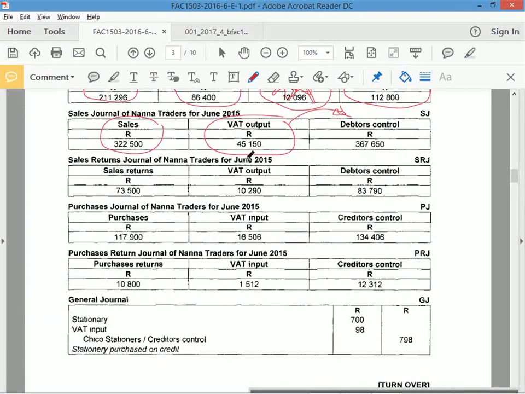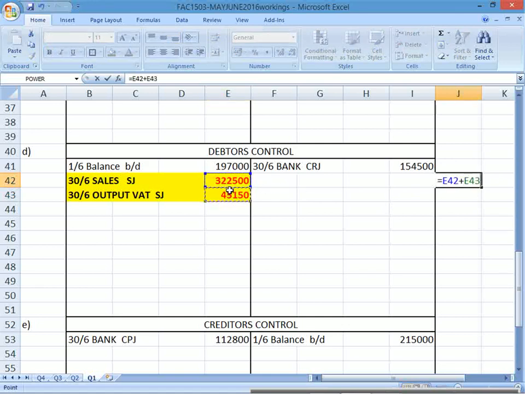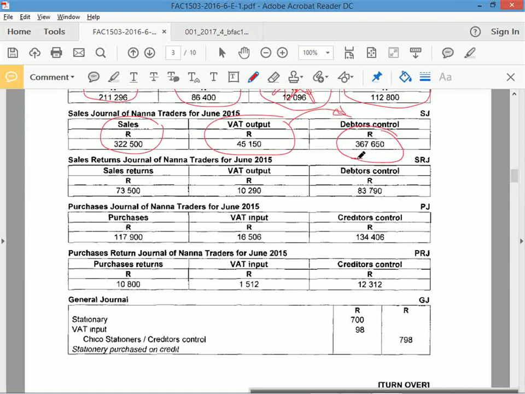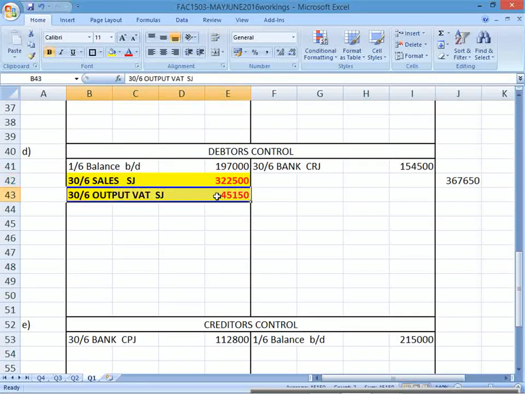How much was the VAT? 45150. Have a look at this, guys. If you add up those two amounts, what do you get? This plus that gives me 367650. Debtors control asset increasing. Why is the asset increasing? Because you've got sales and output VAT. Those are the two amounts making up the total.